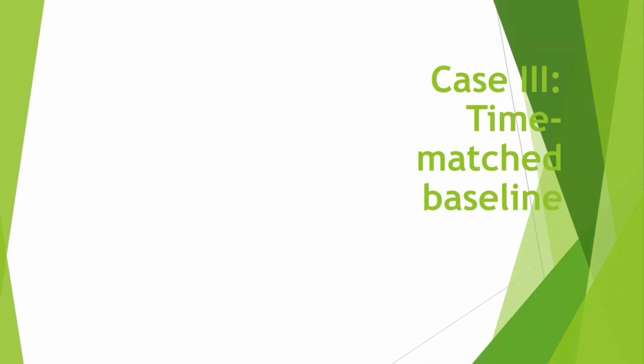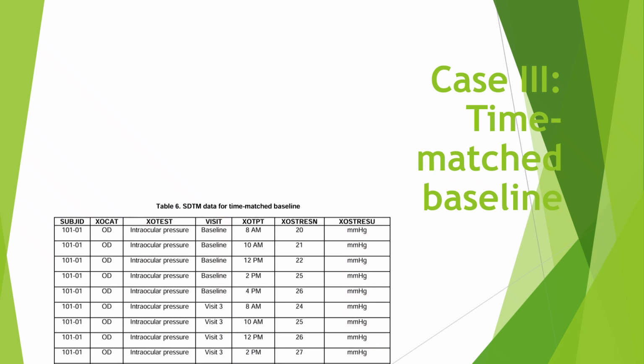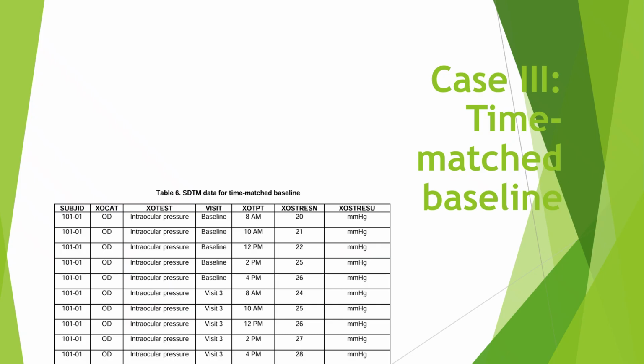Now let's discuss the third case, which is the time-matched baselines. In some analyses, especially in phase 1 studies, some parameters are measured at a series of time points at each of the scheduled visits. In those studies, the baseline could be defined as the values at each time point at the baseline visit. So there is a baseline per subject, per parameter, per time point.